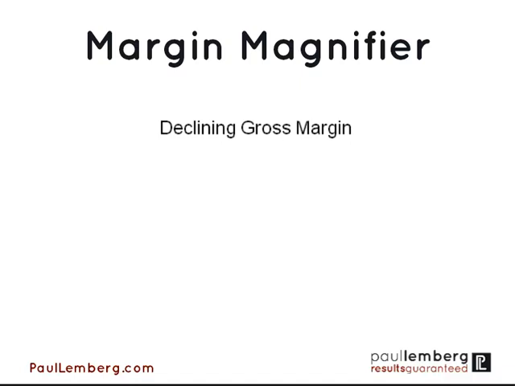Gross margin is defined as the revenue you take in minus whatever you spend so that you can deliver the products or services related to that revenue. That's gross margin. It's also called gross profit. If your gross margin is declining, then your business is headed for trouble, and that is the cause, number one, of business failure. What's number two?